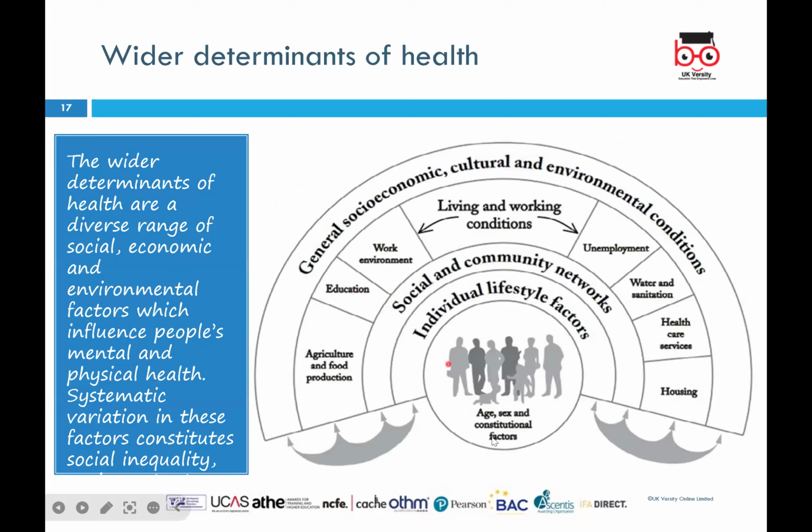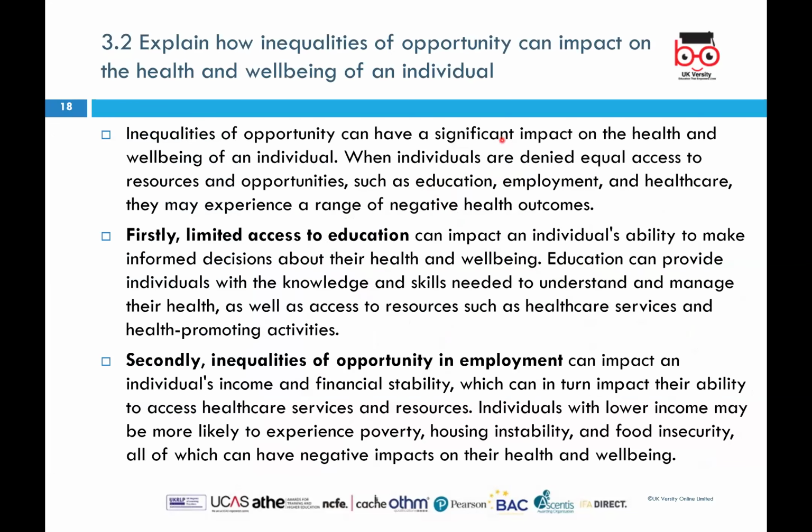The first core is the age, sex, and constitutional factors. There are individual lifestyle factors that influence them. Then there are social and community networks that have an influence. Then living and working conditions are interconnected with unemployment, water and sanitation, healthcare services, housing, work environment, education, agriculture, and food production. These are the general socioeconomic, cultural, and environmental conditions.